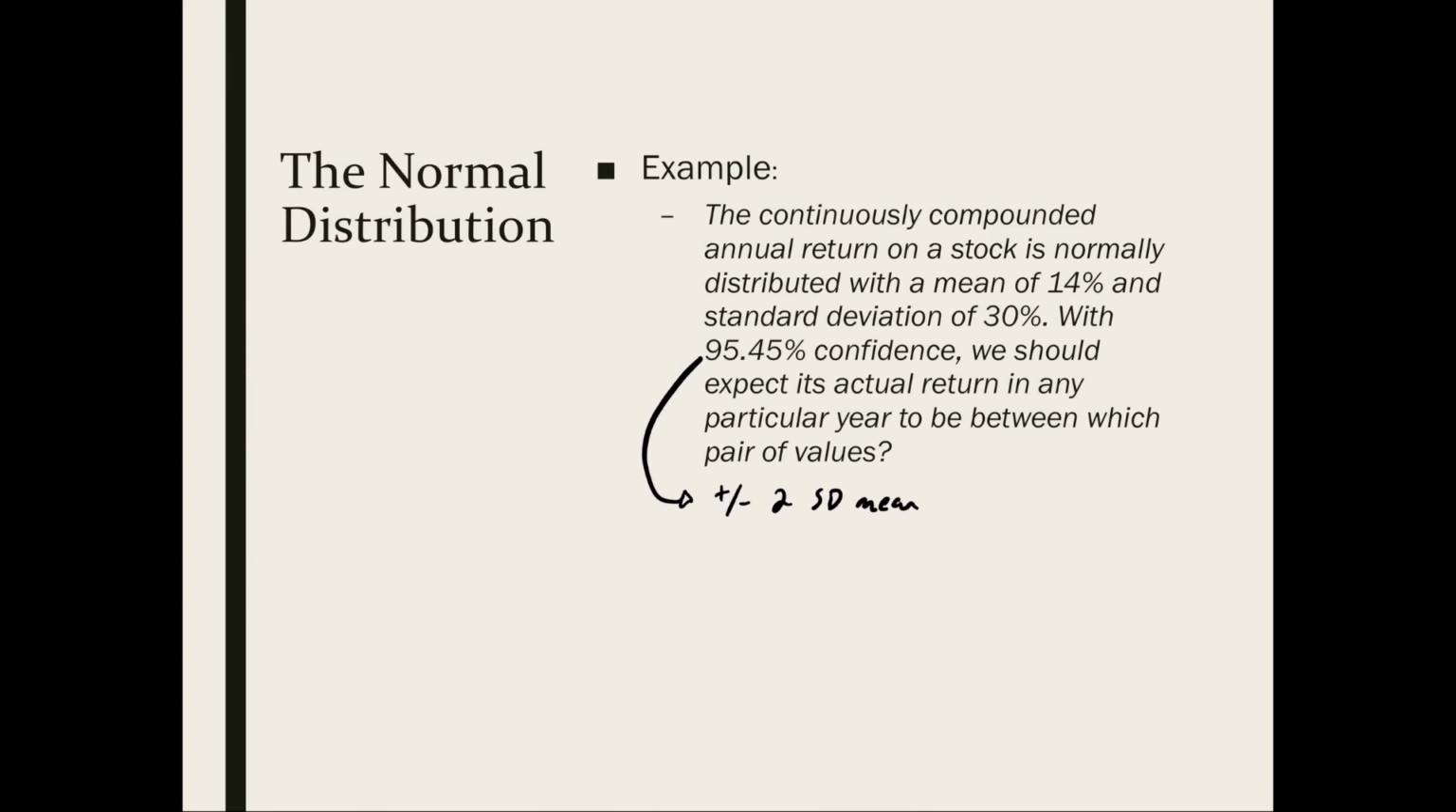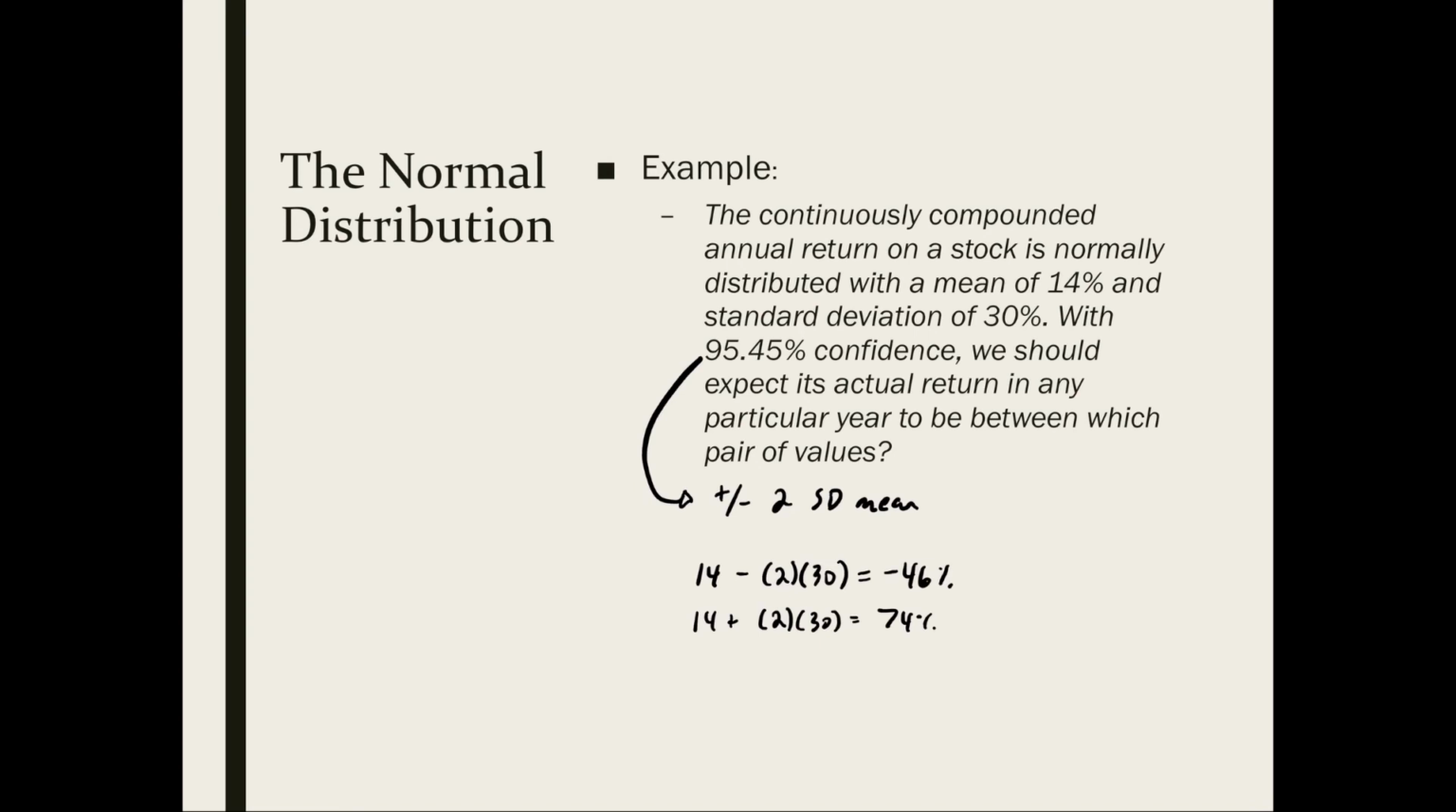So all you would do is take that mean of 14% and subtract 2 standard deviations. So 2 times the standard deviation of 30 would give you a lower bound of negative 46% for your return, and then the average plus 2 standard deviations, 2 times the 30 standard deviation, will give you the upper bound of your confidence interval. So with 95.45% confidence, we would expect the actual return to be between negative 46% and 74%. Yes, a very wide range, but we have some confidence as to where we can expect the returns to actually fall.